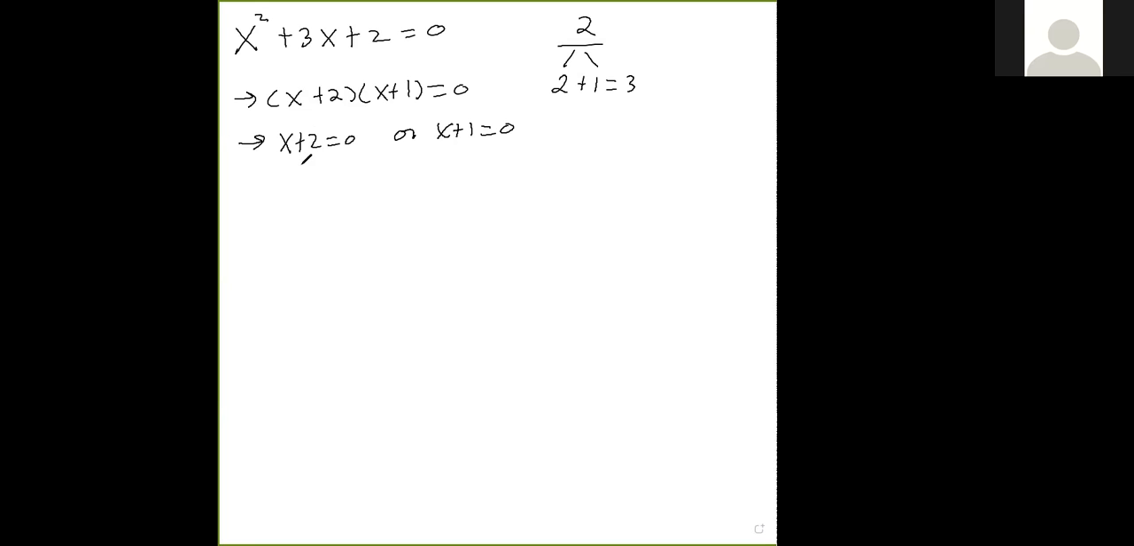I can subtract 2 on both sides, and I can subtract 1 on both sides. So I have found that x equals -2 and -1. Now, the idea is that if you plug these numbers back into the original problem, it will equal 0. Let's see if that's true.